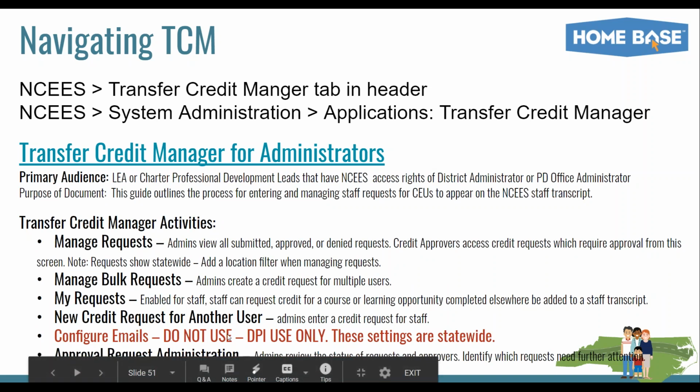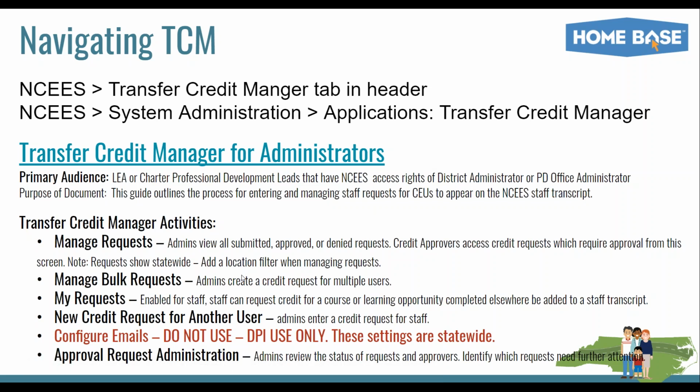So do not configure emails on this page. You'll see that link, but that is DPI settings and it is statewide. And then approval request administration, that shows everything in the state and shows which requests need further attention. It does take a while to load. There are filters because in Transfer Credit Manager, there are some pages that you only see your district and other pages where you're going to see the whole statewide. So you do need to filter down to entries that you've put in or filter by location so that you see only your location.